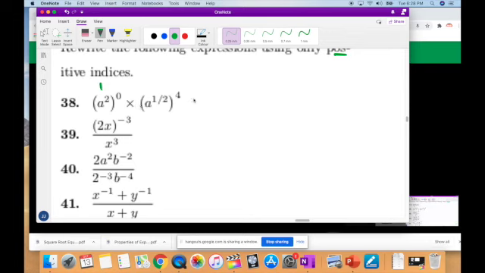Yeah. Right. So basically, your answer is the square root of a to the 4, right? That was your answer, and this is the square root of a to the 4, as we learned in the last one, that they are the same thing, which is kind of cool, right?